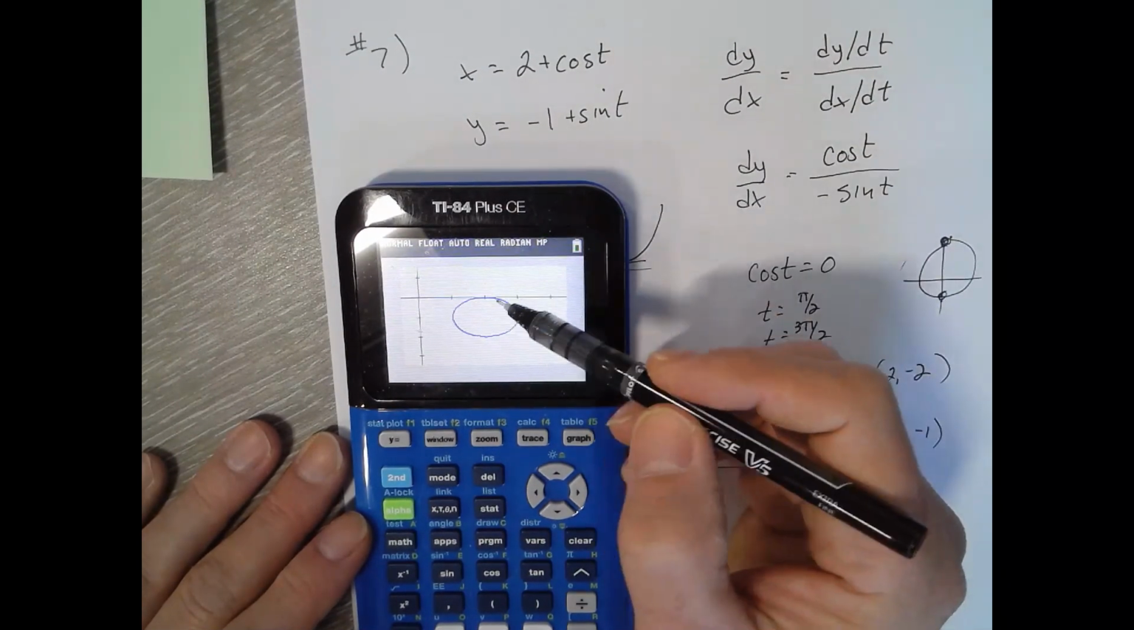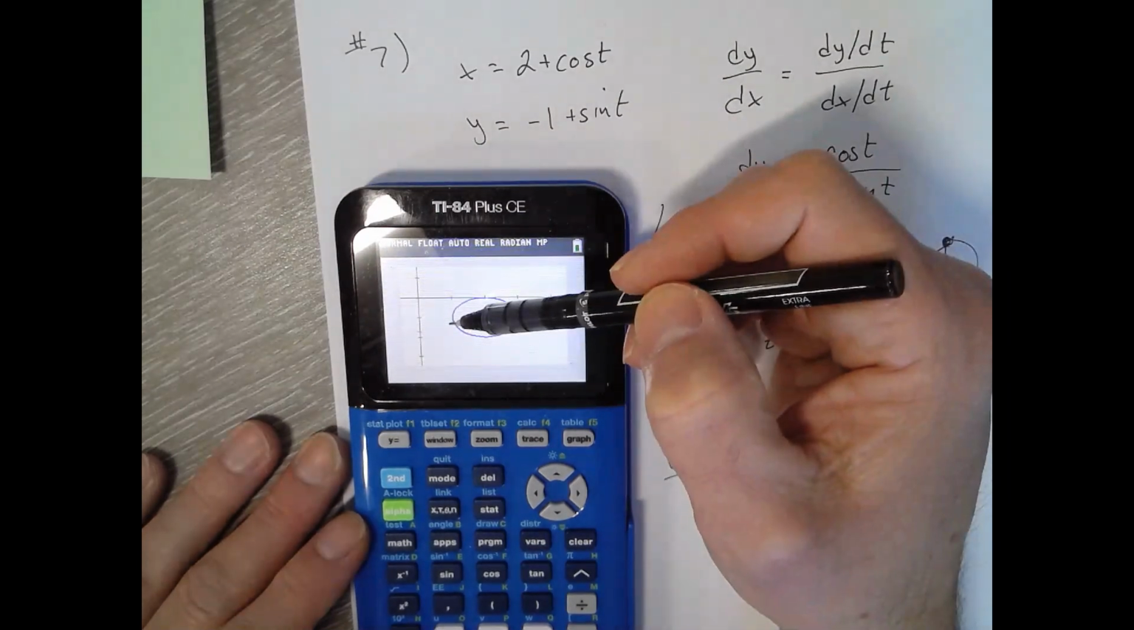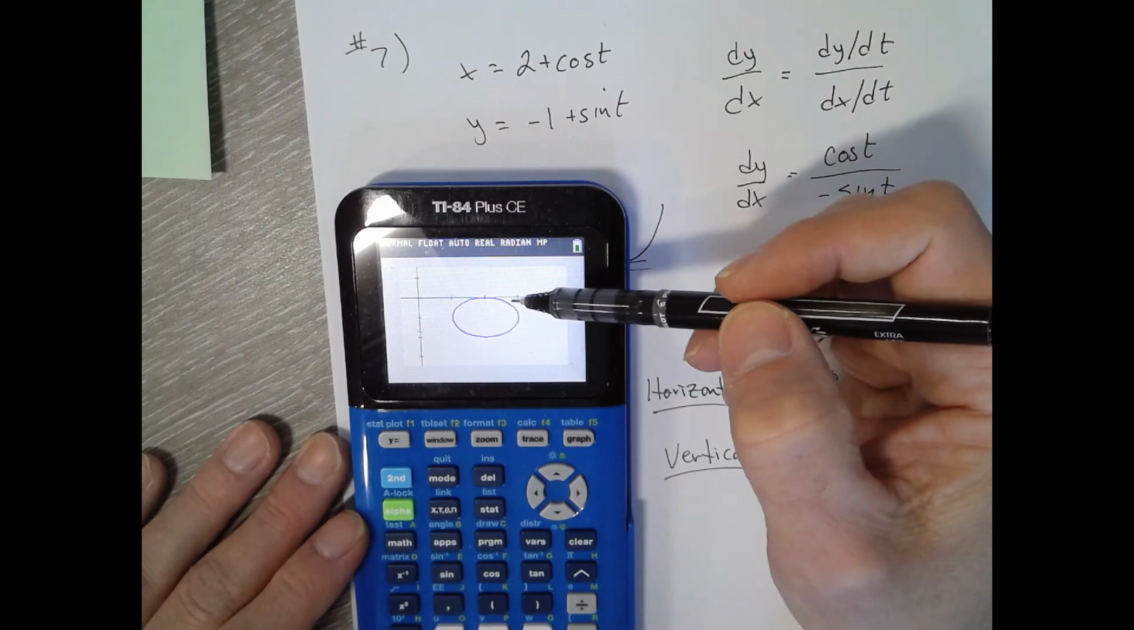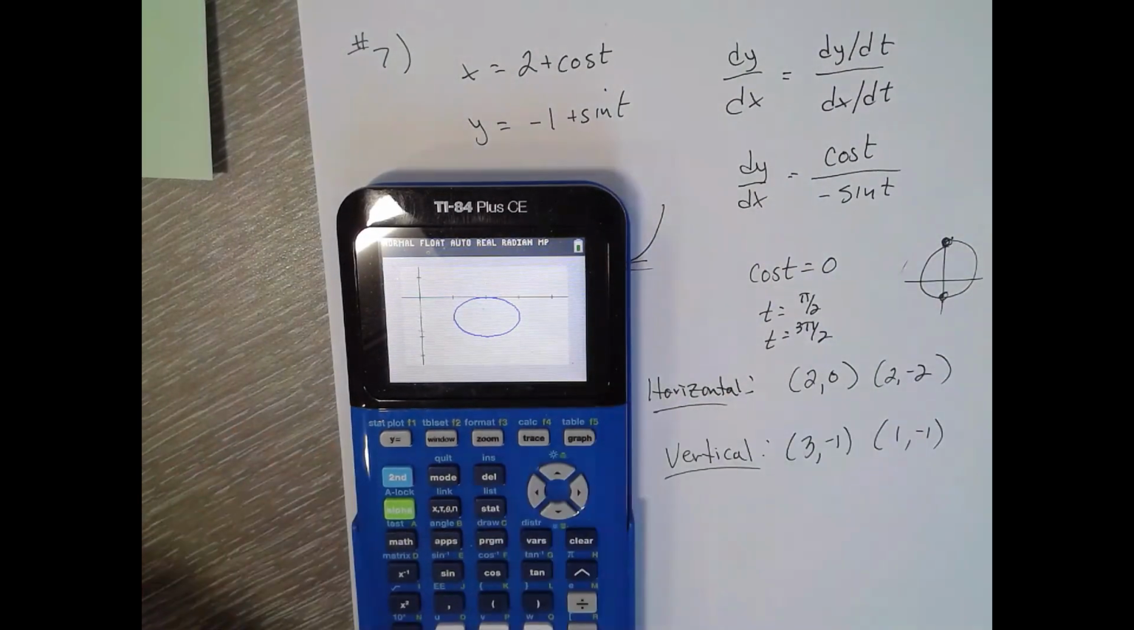Those are horizontal tangents, and our math said that our verticals are going to appear at 3, negative 1 and 1, negative 1. So 1, negative 1 is right here, that's a vertical tangent, and 3, negative 1 is right there, that's another vertical tangent. So those are your answers for your horizontal and vertical tangents.